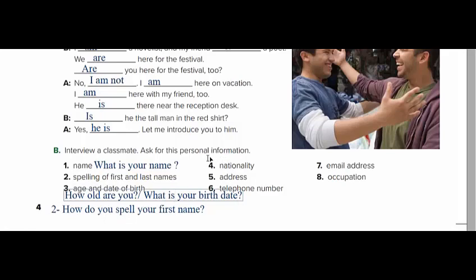Number four, nationality. برأيكم ماذا جنسية غير عاقل؟ نقول what is your nationality. ما معناها؟ ما هي جنسيتك؟ Address, the same. What is your address?